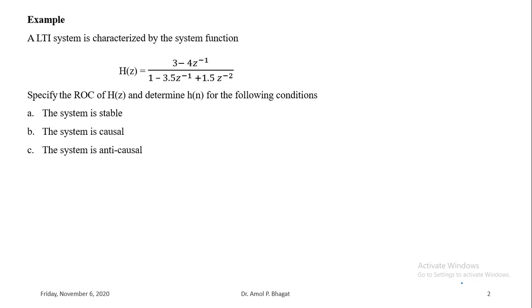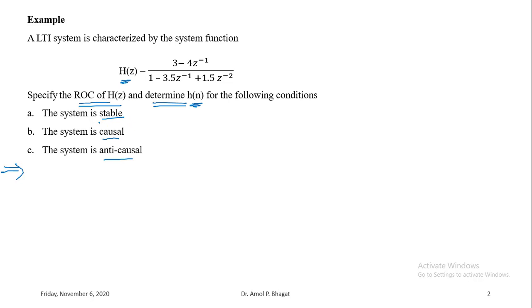Right. So here the example has been specified where an LTI system is characterized by its system function H of z. So H of z is given. You have to identify the ROC of H of z and you have to determine h of n. That means you have to take the inverse z transform of this H of z to determine h of n. But for these three conditions, that is when the system is stable, when it is causal and when it is anti-causal.